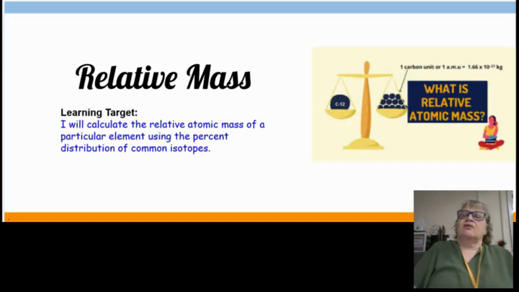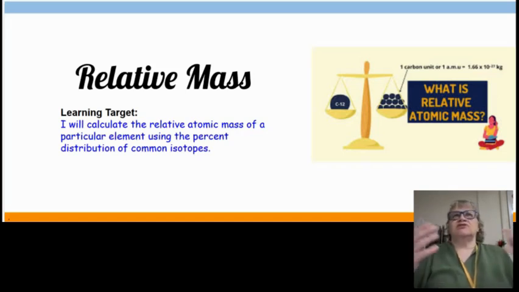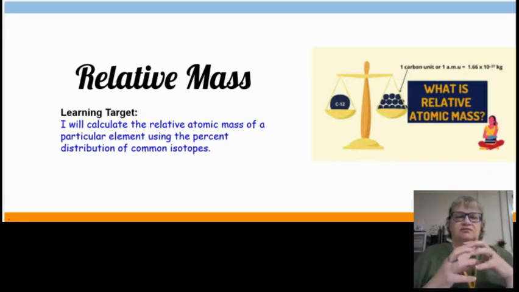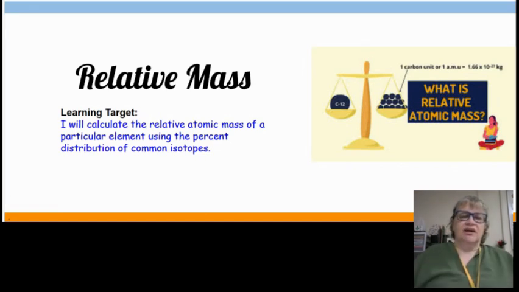We've talked about atomic mass, and we've talked about mass number, right? This is the relative mass, okay? Your learning target: I will calculate the relative atomic mass of a particular element using the percent distribution of common isotopes.